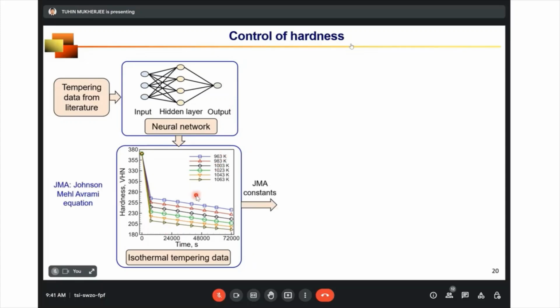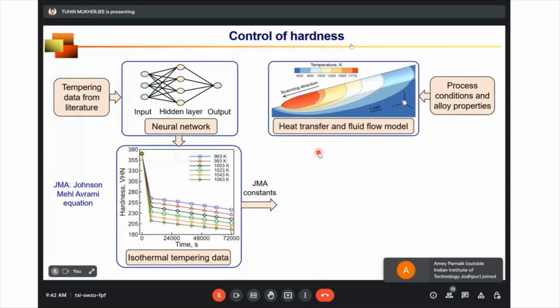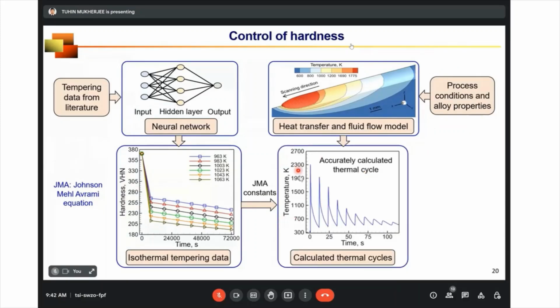Then use the data and find out the constant in Johnson-Mehl-Avrami equation, which is a very well-known equation to represent the tempering kinetics. On the other hand, use the heat transfer fluid flow model that takes the process condition and alloy property and accurately gives us the temperature variation with respect to time. And these spikes are for individual layers. So you can appreciate the repeated heating and cooling during the multi-layer deposition. Integrate the JMA equation, which is essentially an isothermal equation, along this thermal cycle and calculate the hardness of the part. How? Let me show you.